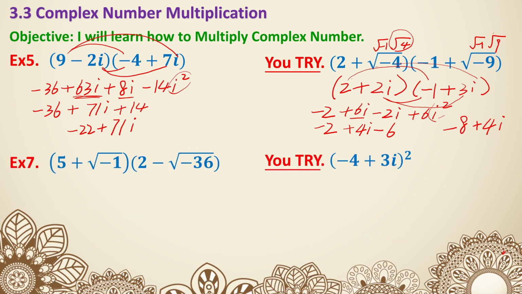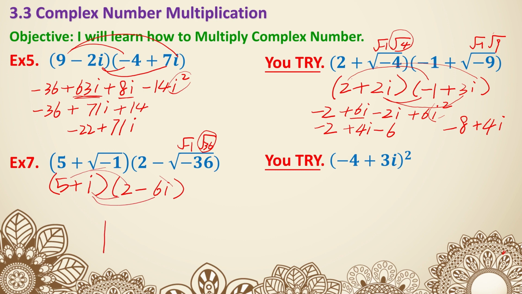Moving on, example 7. Same thing, just like the previous one, we're going to need to get rid of the negative roots first. This is a 5 plus i, then multiply with a 2 minus, this is a square root of negative 1 times square root of 36. Square root of 36 is a 6, so that's a 6i. And multiply.